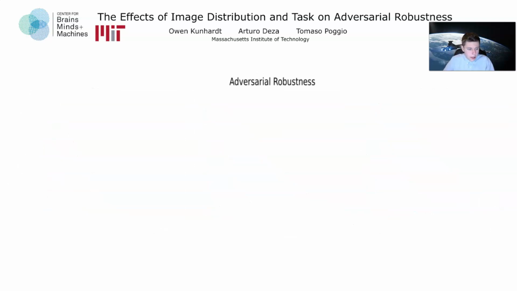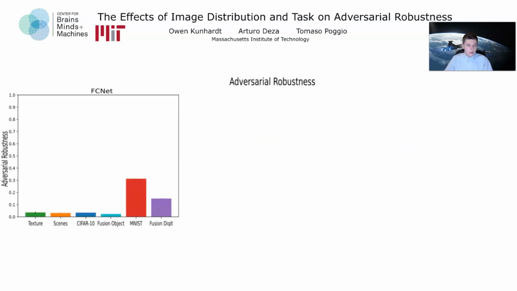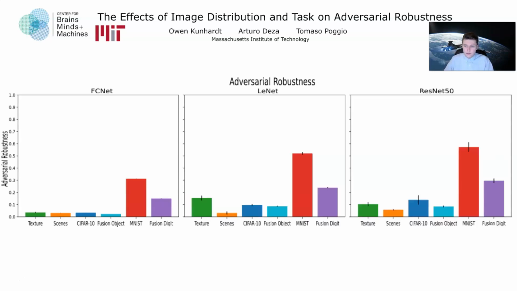And so now let's actually compute the metric. Here's the adversarial robustness on those data sets for the fully connected net, for LeNet, and for ResNet 50. We see that in general, MNIST models are the most robust. Scenes are generally the least robust, at least for natural image distributions. And we can actually see from these plots that architecture may also contribute to this.